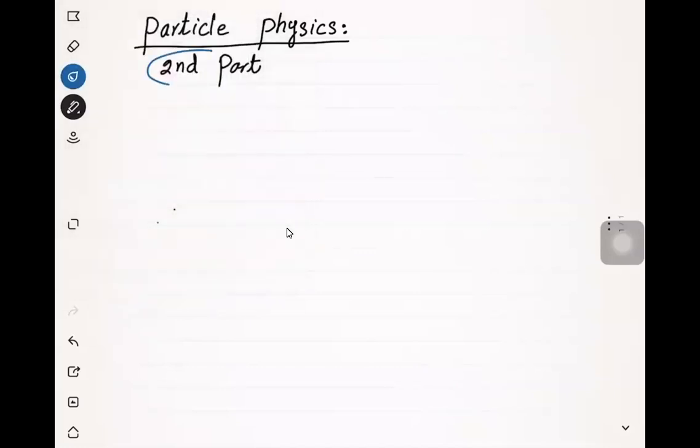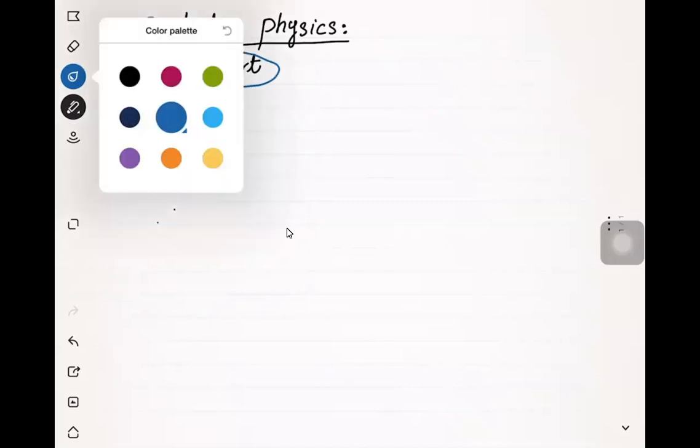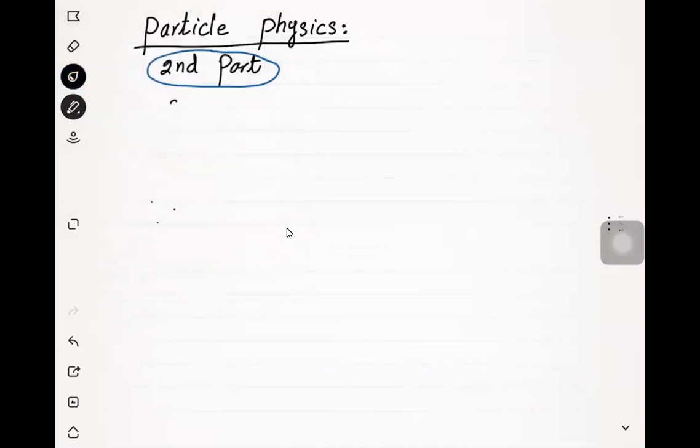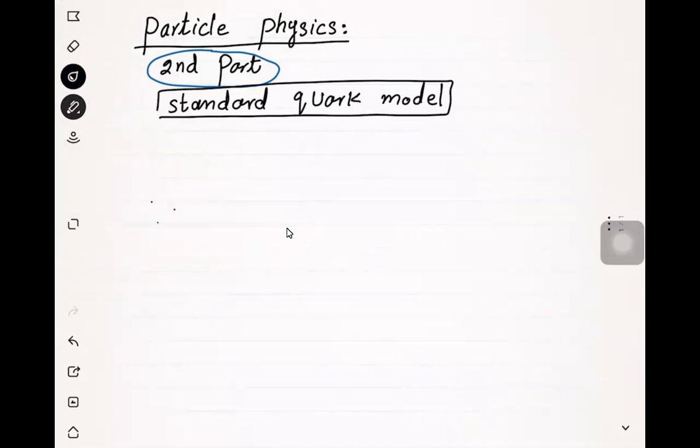Now we are doing particle physics, second part. And the first thing that we need to discuss is the standard quark model. It's a model in which we discuss the fundamental particles, which are quarks.